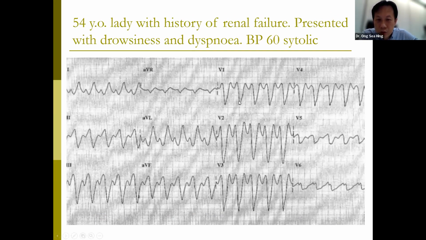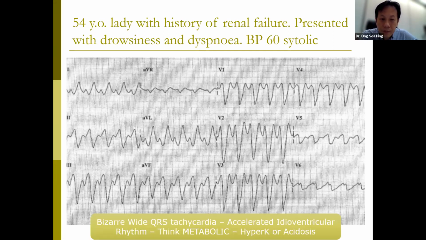You see that the QRS is super broad. Yeah, it's very broad. The axis is, yeah, I suppose it's a no man's land axis or extreme axis, okay? And by all means, this is like a ventricular tachycardia. But when you see this kind of super broad QRS complex with bizarre QRS complexes, this is what we call an accelerated idioventricular rhythm. Okay, an accelerated idioventricular rhythm.